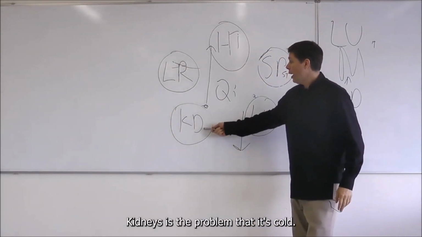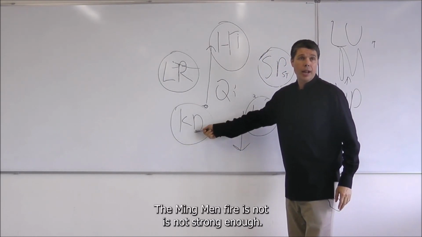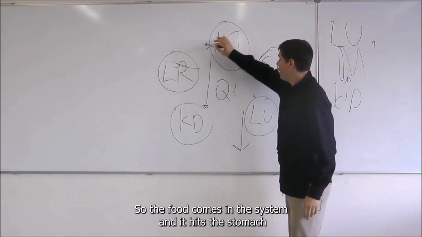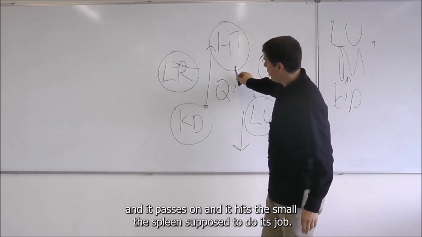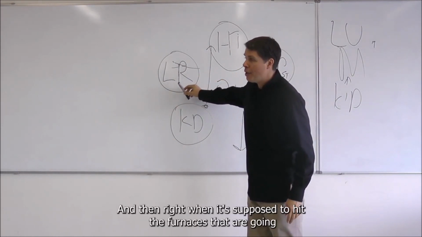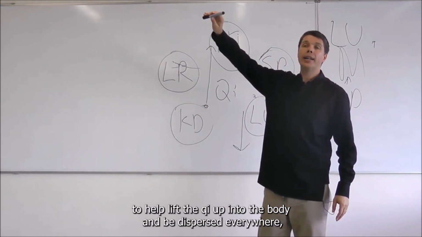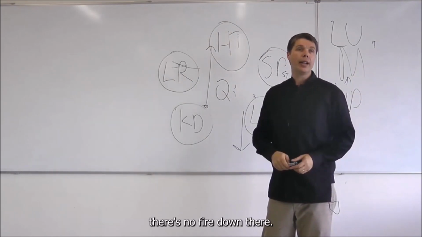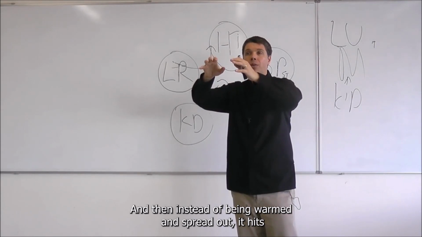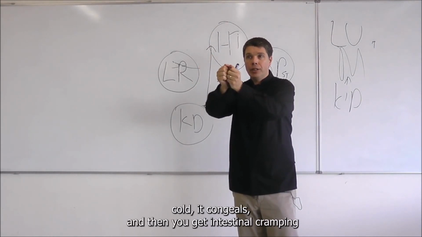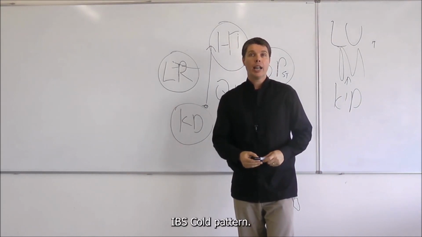Kidneys, the problem is that it's cold. The Mingmen fire is not strong enough. So the food comes in the system and it hits the stomach and it passes on and it hits the spleen, which is supposed to do its job, and then right when it's supposed to hit the furnaces that are going to help lift the qi up into the body and be dispersed everywhere, there's no fire down there. And so it passes in, and then instead of being warmed and spread out, it hits cold, it congeals, and then you get intestinal cramping, and you have a bowel movement that needs to come out right away. IBS, cold pattern.